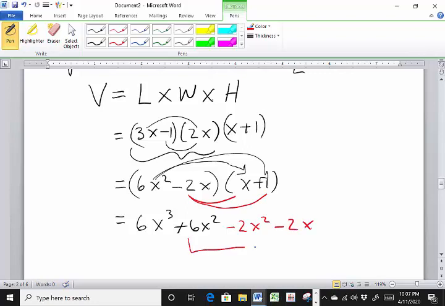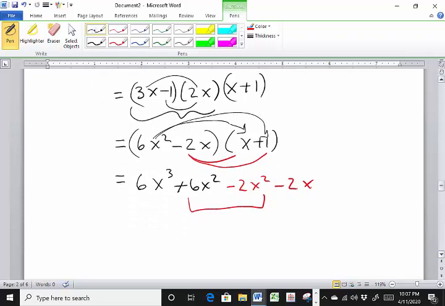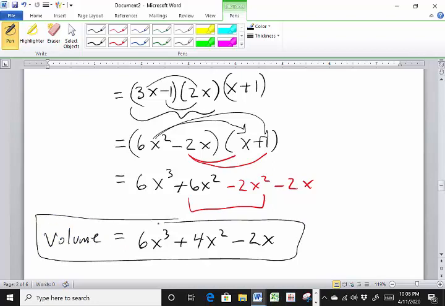I can combine like terms. So this is going to be 6x cubed plus 4x squared, right? 6 minus 2 is 4, so 4x squared, and then subtract 2x. All right? So this actually represents a polynomial for the volume of that box. Okay?